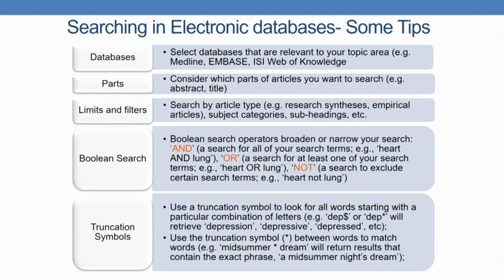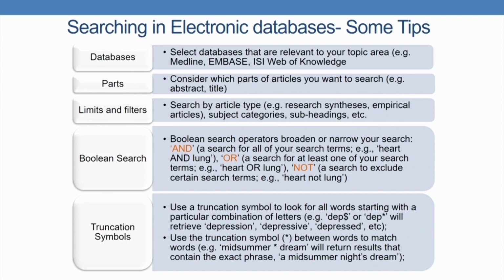For example, using the term AND for all of our search items: if we are looking for heart and lungs, then we get a search result which includes research articles that include both the terms heart and lung. Or we can use the operator OR, so that we search for at least one of our search terms, for example heart or lung. Similarly, the Boolean search operator NOT, where we specify we are looking for heart but not lung. So, these are Boolean search operators that can enhance our search in a very meaningful way.